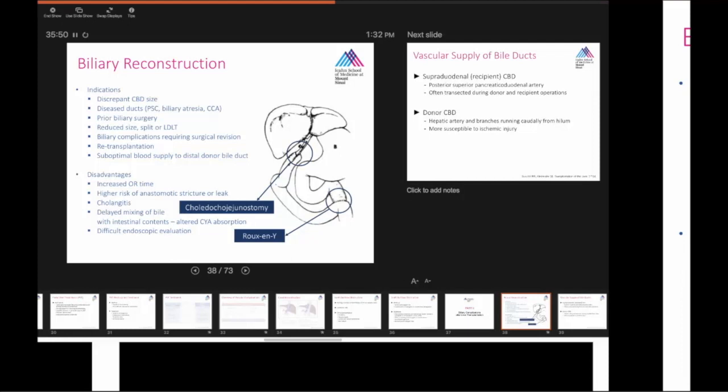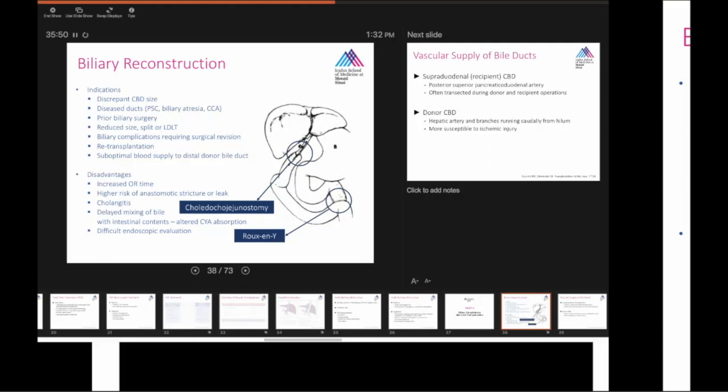those with PSC, biliary atresia, or cholangiocarcinoma, those who've had prior biliary surgery, reduced size transplants, split grafts, or living donor. If, for example, the patient develops a biliary complication that needs a revision, then the revision of the bile duct will be this. Those who get retransplanted and those with suboptimal blood supply.